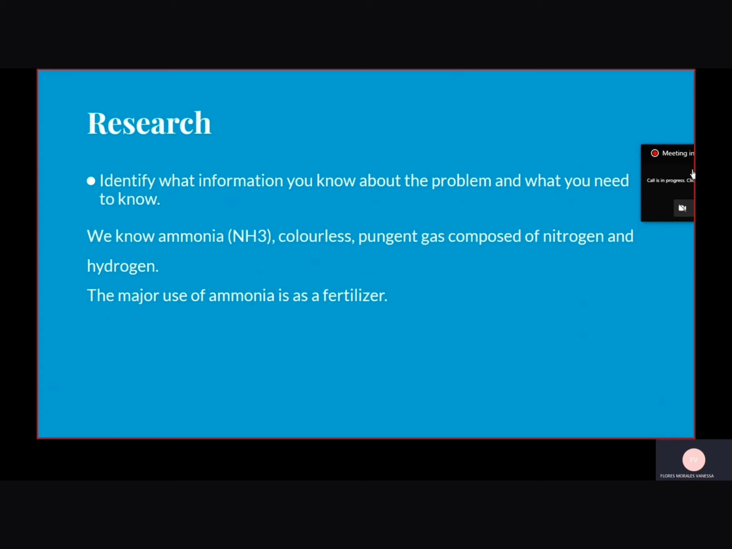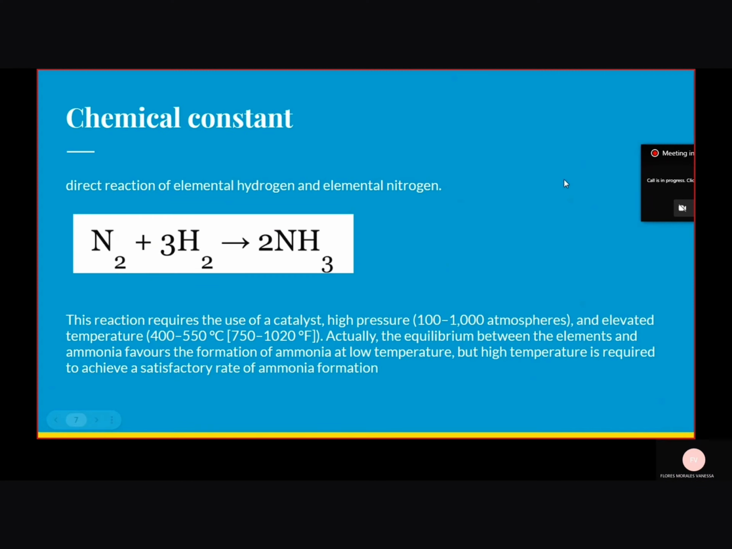So first, we need to identify that, and then we know that ammonia, NH3, is colorless and is a gas composed of nitrogen and hydrogen. The major use of ammonia is in fertilizer. This is the direct product of the chemical reaction of the elements. So we have different elements in this reaction, and we also have hydrogen and nitrogen.